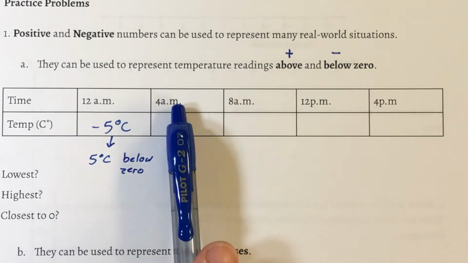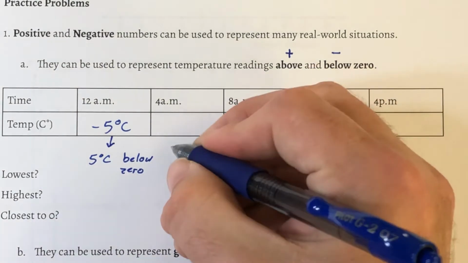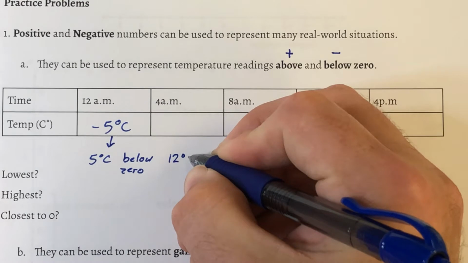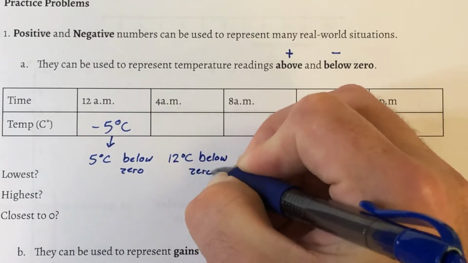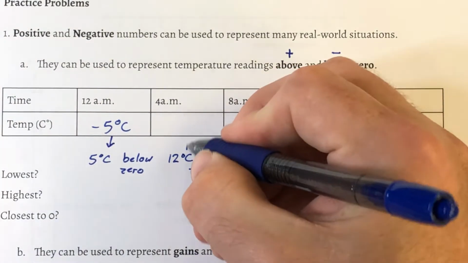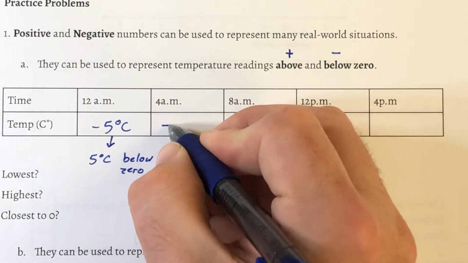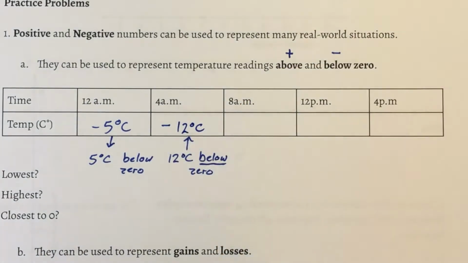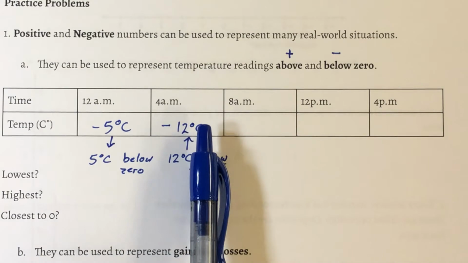Okay, 4 a.m. So 4 hours later, the sun has not come out yet. Still super cold. Actually, it's getting colder. In words, let's say someone says it's 12 degrees Celsius below 0. How would I write this as a number? Well, because it's below 0, it's going to be a negative number. What's my number? 12 degrees Celsius. So 12 degrees Celsius below 0 is written as negative 12 degrees Celsius.